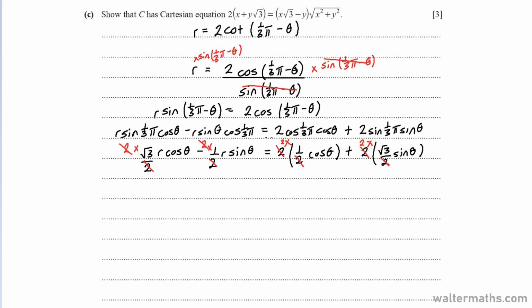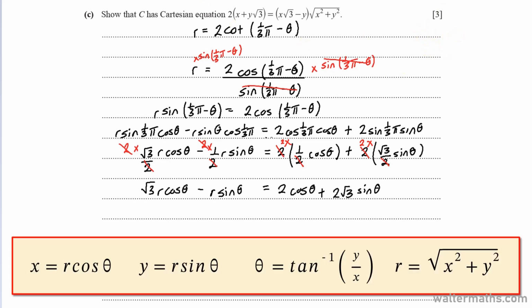So we'll now be having on the left side root 3 r cos theta minus r sine theta is equal to 2 cos theta plus 2 root 3 sine theta. So this is what we now have. Now for cos theta, we can use this important result to say cos theta is x over r. So it's like we have root 3 r times x over r, and that's minus r of sine theta, which should be y over r. And here we said cos theta is x over r. And here sine theta is y over r.